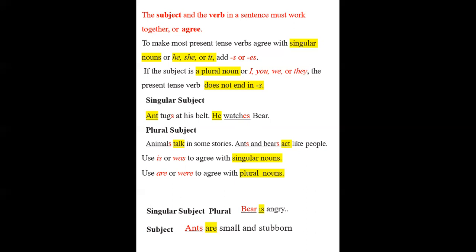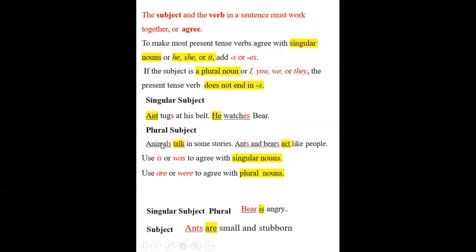The verb here is singular by adding s. We know that when we add s at the end of a noun, we change it from the state of being singular to plural. So here we say, he watches bears. The verb here is singular because it has a singular pronoun.